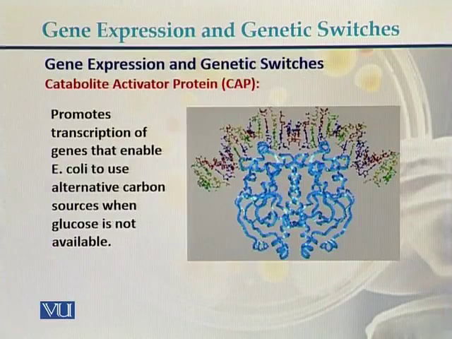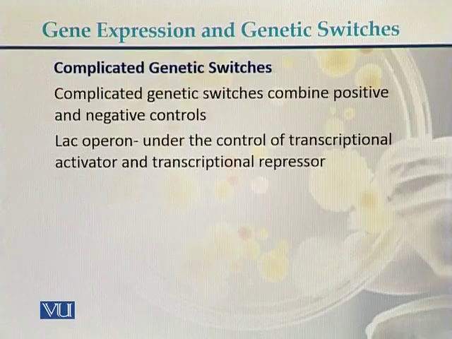Another type of genetic switch is the catabolite activator protein, which promotes the transcription of genes that enable E. coli to use an alternative carbon source when glucose is not available. So this is the diagram of how the CAP protein binds with the DNA. There are some complicated genetic switches, and complicated genetic switches combine positive and negative control. On one hand they can perform positive control, while on the other hand they can perform negative control.